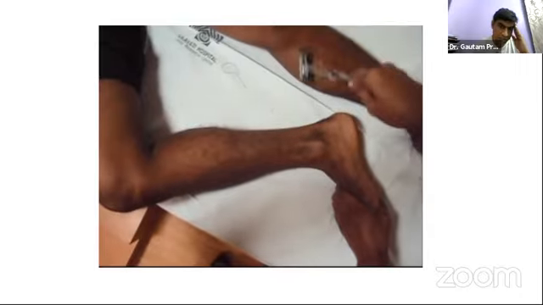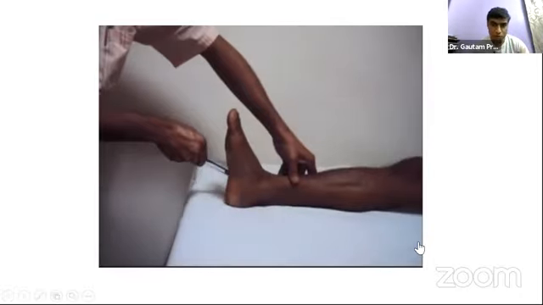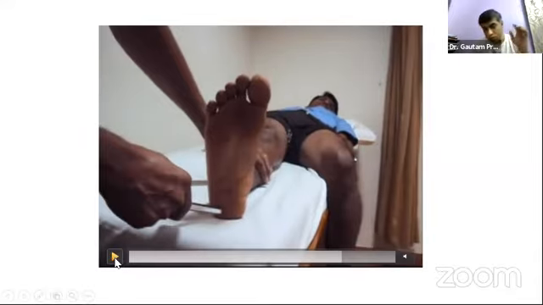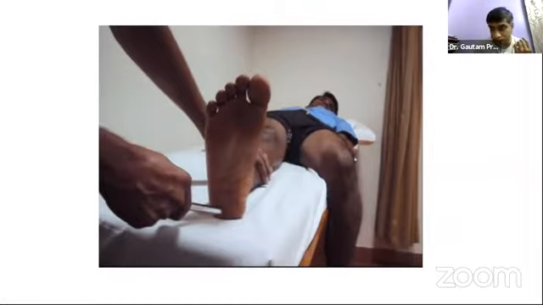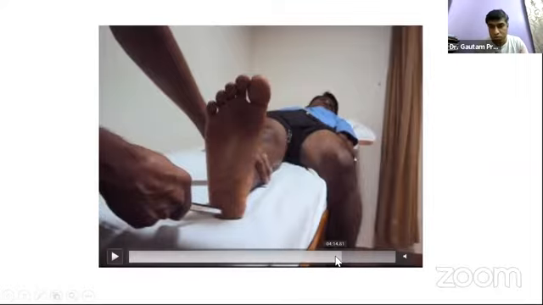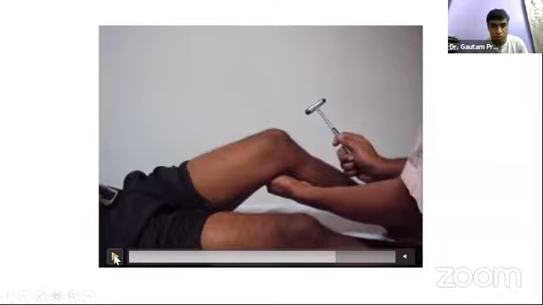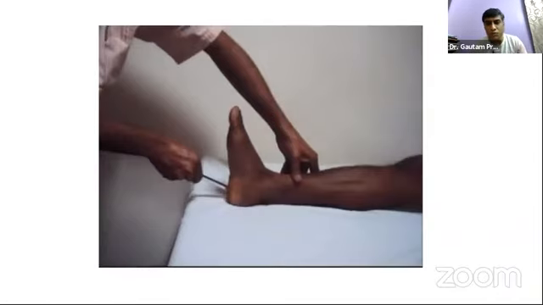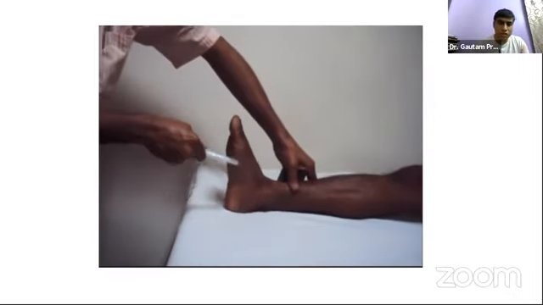This is how the knee reflex is to be seen. I hope you have seen that the knee was in flexion. The knee was in flexion, and even when eliciting the ankle reflex, the knee was in flexion, and you hold the foot. This is how the plantar is to be seen.